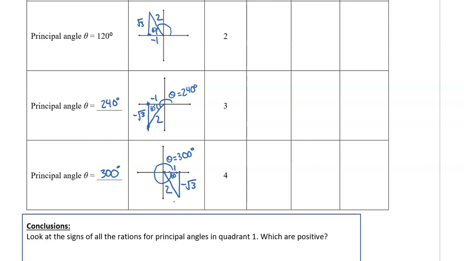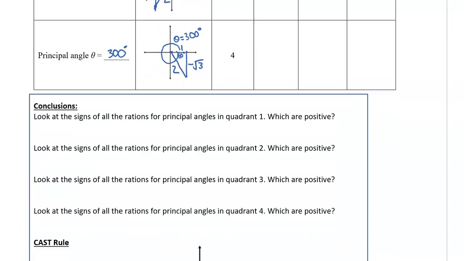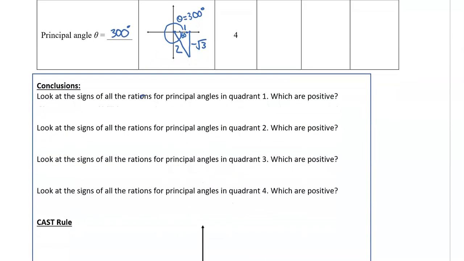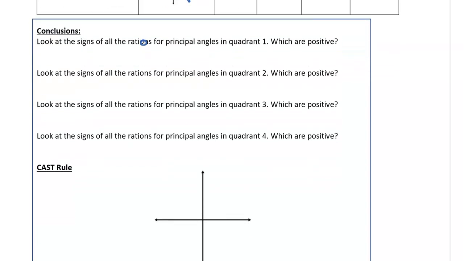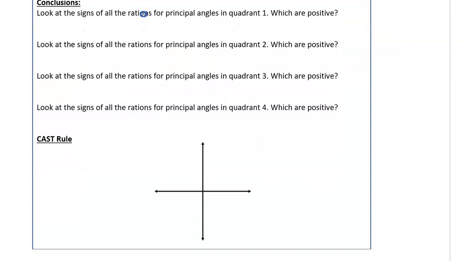So go through that with your calculator and with just using the logic that I described earlier and see if those start forming a pattern. You want to look after filling in the charts and conclude the following things. Look at the signs of all the ratios for the principal angles in quadrant 1. Which ratios are all positive in quadrant 1? Which are all positive in quadrant 2? What about quadrant 3? What about quadrant 4? From that, see if you can derive a rule that allows us to know what ratio is positive in which quadrants. And we'll take this up in class tomorrow.